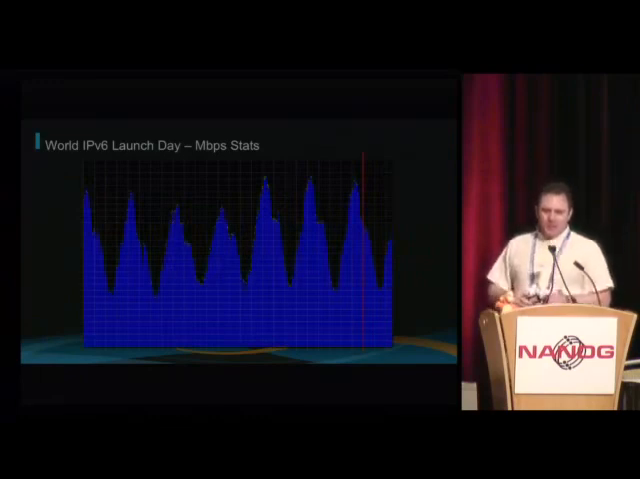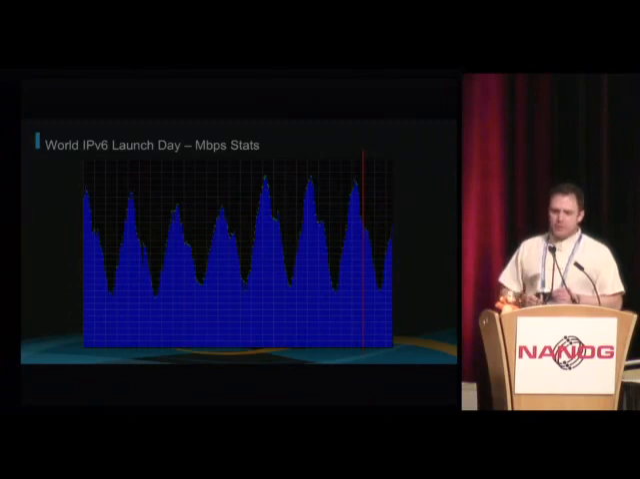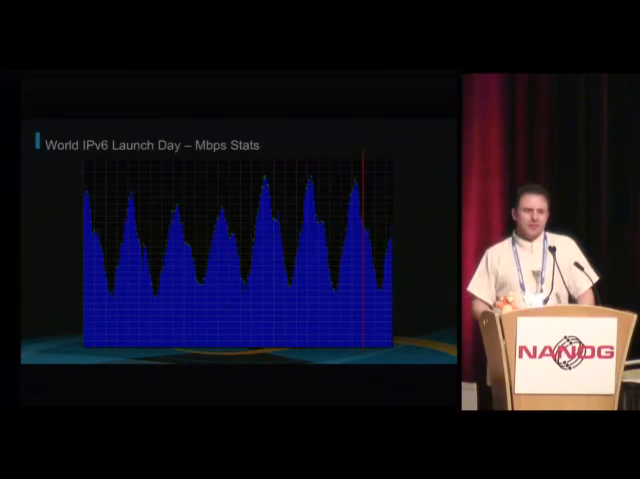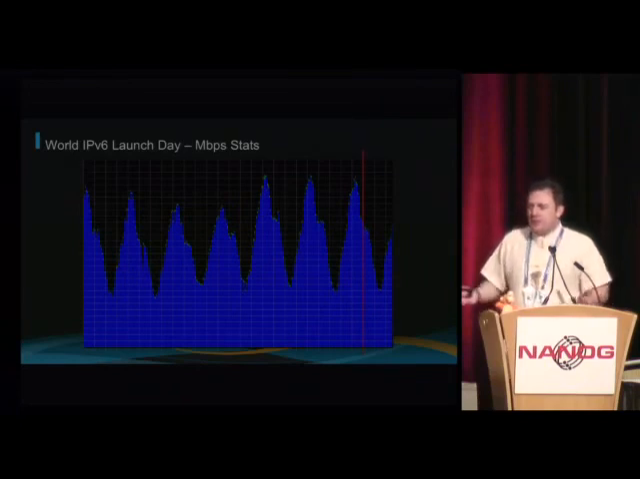So the red line is midnight UTC. As you can see, we had a massive increase right now. Wait a minute, no, we didn't. Oops. Yeah, not a whole lot happened. It turns out everybody was v6ifying themselves before launch day. This is a good thing. And users didn't notice. It was a non-event.